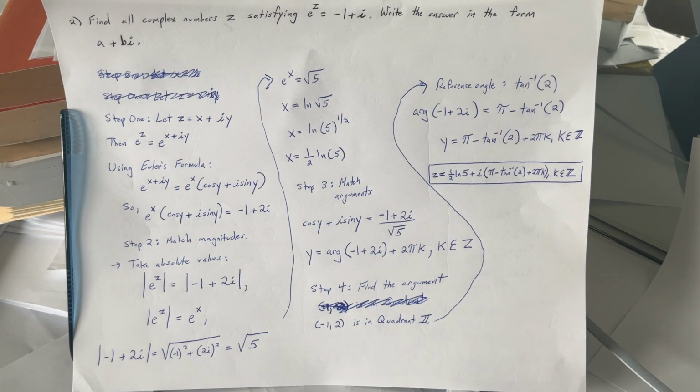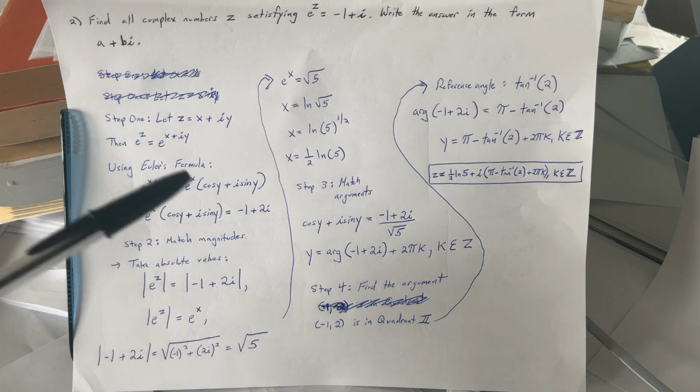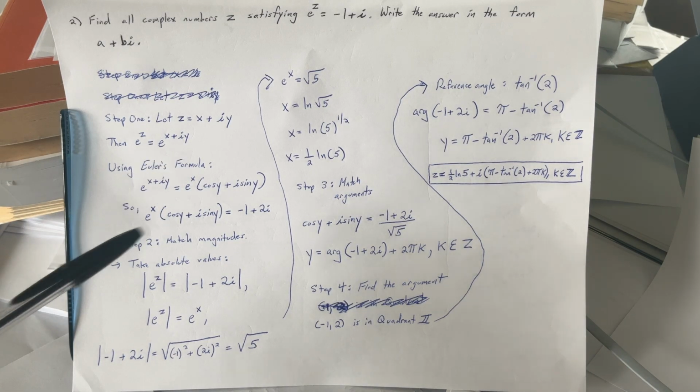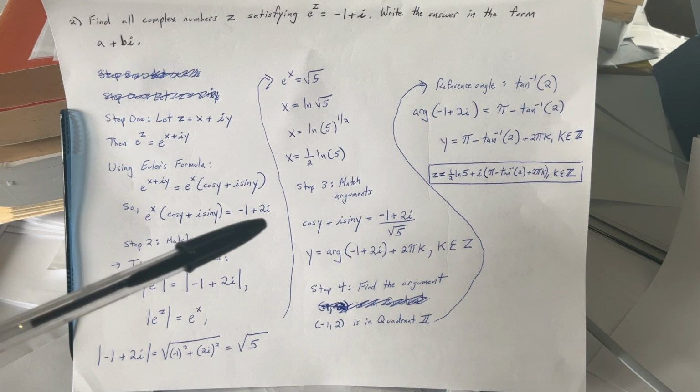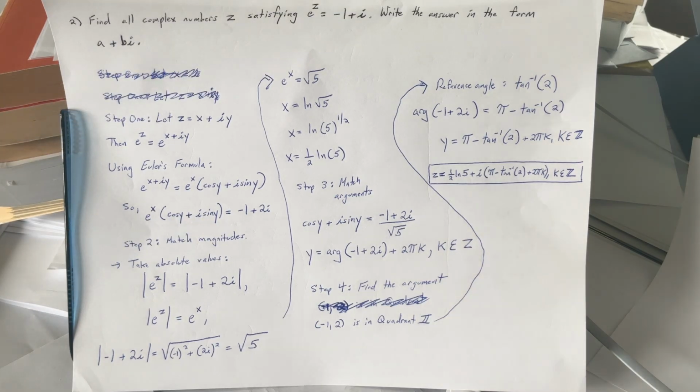Okay. Number 2, find all complex numbers z satisfying e to the z equals negative 1 plus i. Write the answer in the form a plus bi. So let's do this in steps. Step 1, let z equal x plus iy. Then e to the z equals e to the x plus iy. Use Euler's formula. Okay, that's Euler's formula: e to the x times the product cosine y plus i sine y. We're going to set that equal to negative 1 plus i, that e to the z.